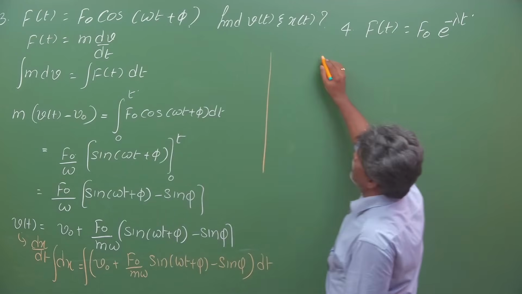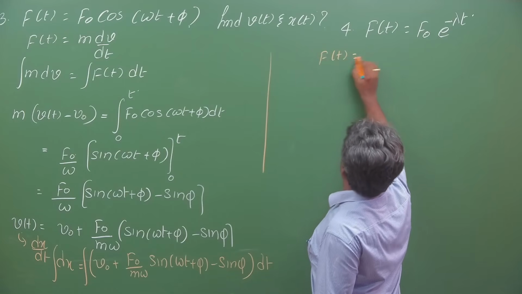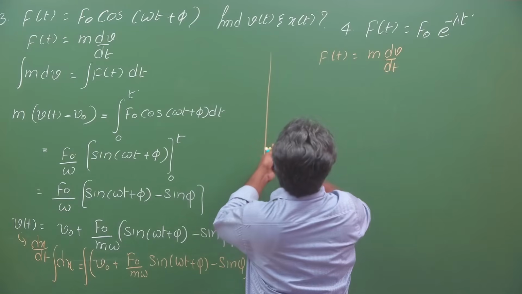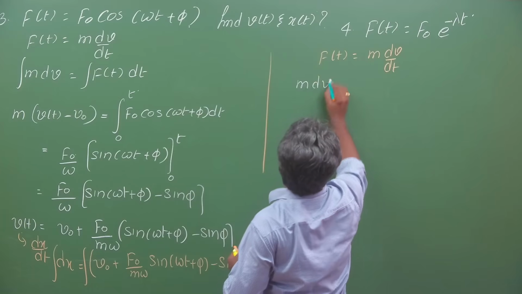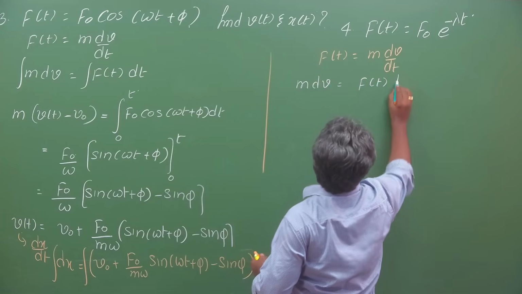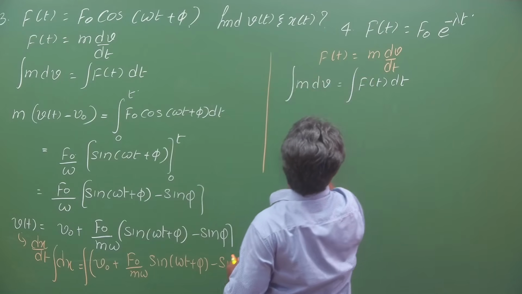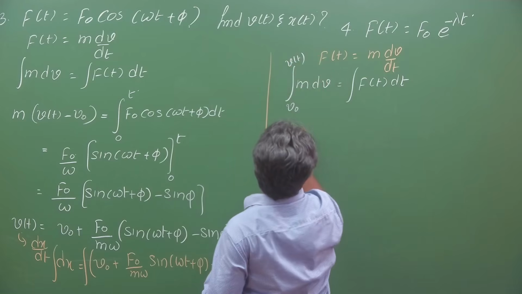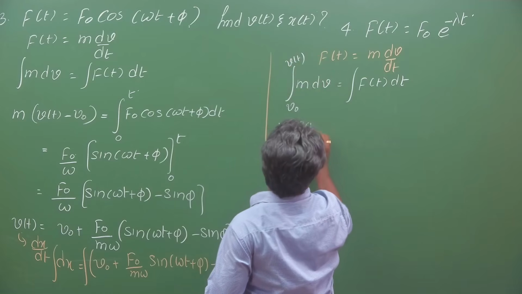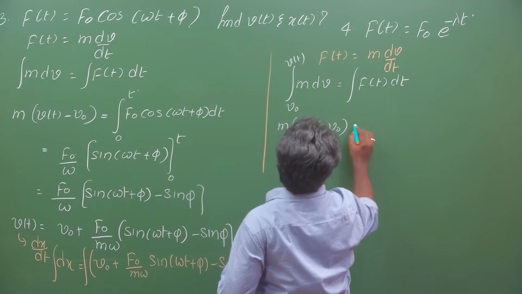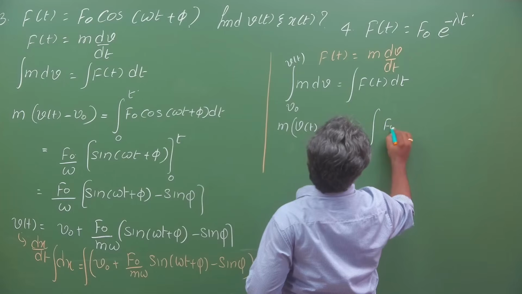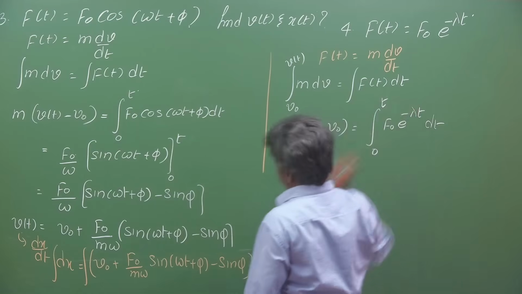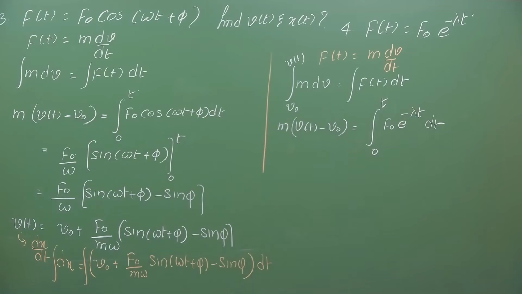Just this also very easy, cross multiply, f of t equal to m dv by dt. Please do it yourself. m dv equal to f of t dt, integral, and this is v naught and this is v of t. This is m into v of t minus v naught equal to integral f of t, f naught e raised to minus lambda t dt. From 0 to t; e raised to minus lambda t integral is very easy.